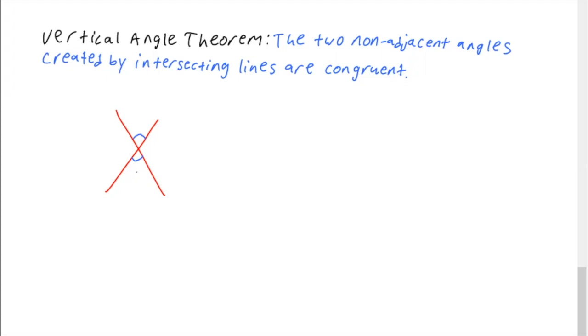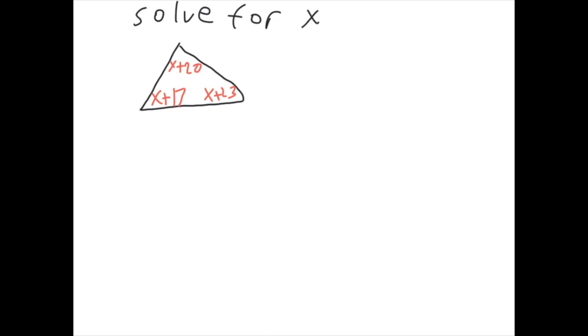If this bottom one was 40 degrees, the top one would be 40 degrees. That sort of thing. And it actually also works for the other two. So this angle is a vertical angle with this one. They're also the same. So those are also congruent. So any opposite angles made by intersecting lines are congruent. Alright, now let's do some examples with this.